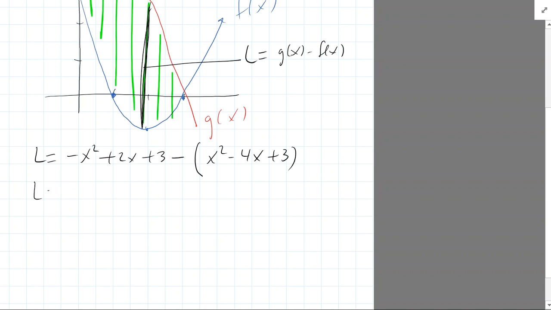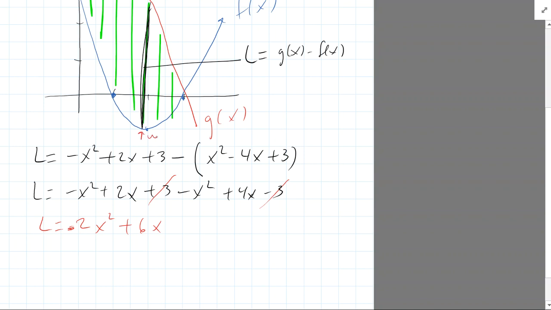So what does my length equal? It's negative x squared plus 2x plus 3 minus x squared plus 4x minus 3. We already knew the 3's were going to cancel out. That's wonderful. I got a negative x squared and a negative x squared. My length is equal to negative 2x squared. And then I have a 2x and a 4x, so plus 6x. Is that my length I'm going to integrate? Yep.